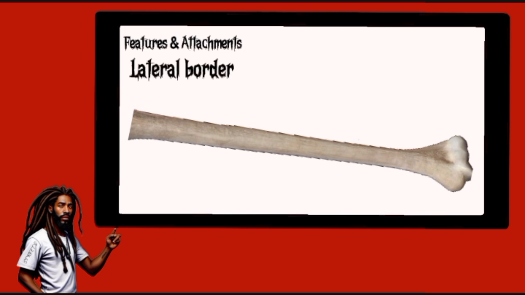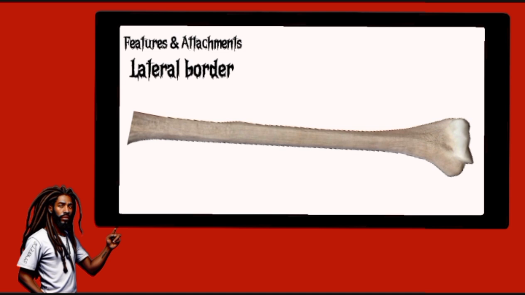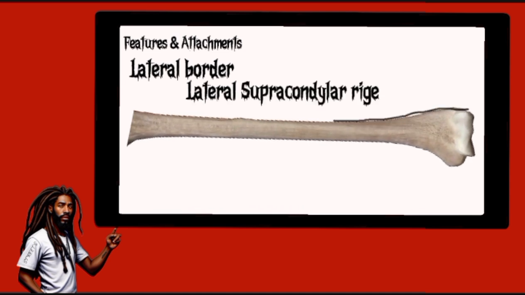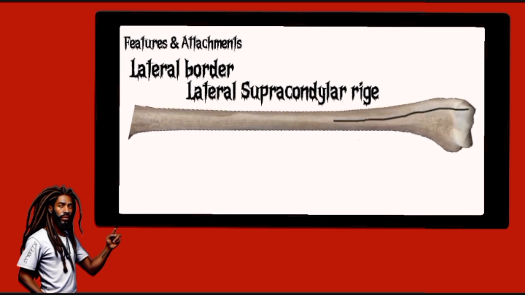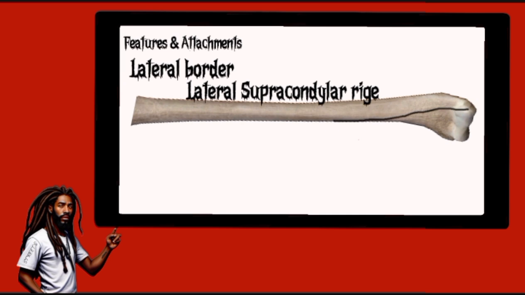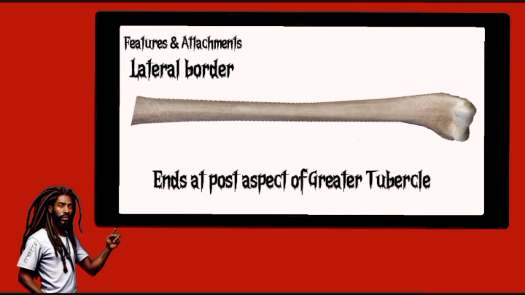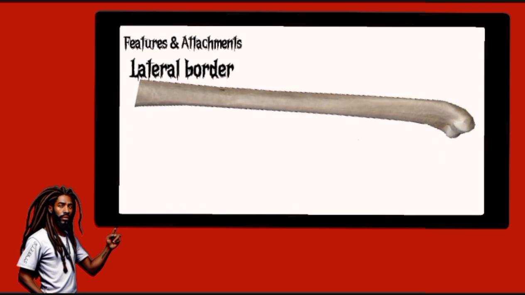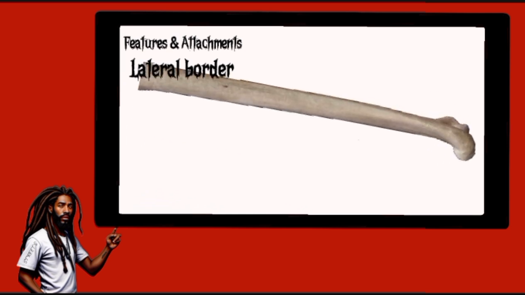The lateral border gives rise to the lateral supracondylar ridge around the region of the lateral epicondyle. That lateral supracondylar ridge goes up forming this lateral border. We cannot easily tell where it ends, but the charts say it traces to the posterior aspect of the greater tubercle. So around this location is where the lateral border terminates. It is vague up there, but down below it forms the lateral supracondylar ridge.